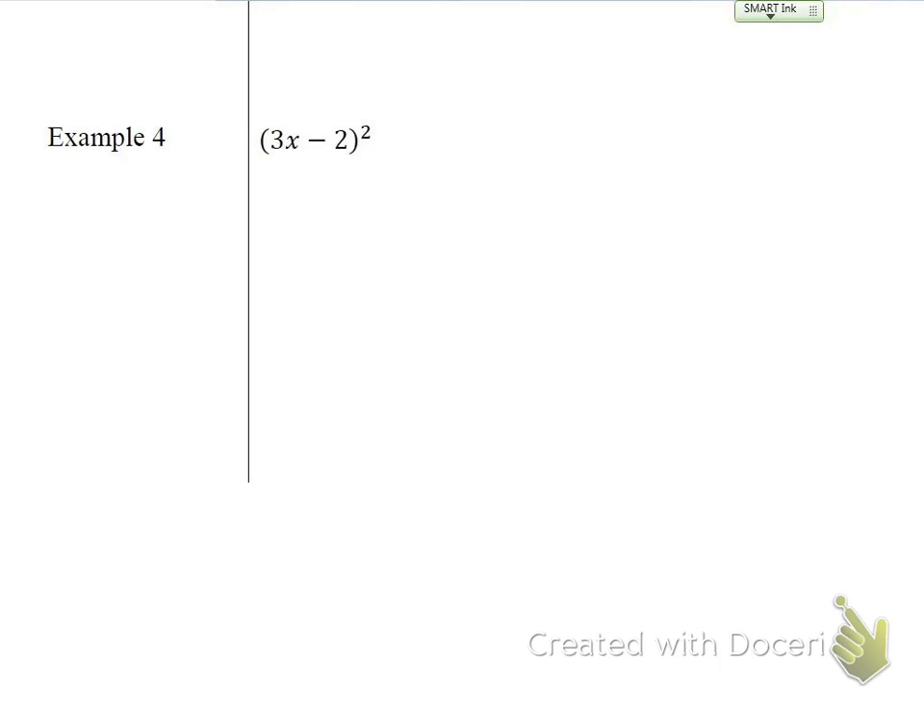Okay, example 4, last one. You have 3x minus 2, all of that squared. Okay, so 3x minus 2, all of that squared. This is what I see most students do. They distribute the square. Oops. And they get 3x squared, which is 9x squared, minus 2 squared, which is 4. This is incorrect. Please do not do it this way.